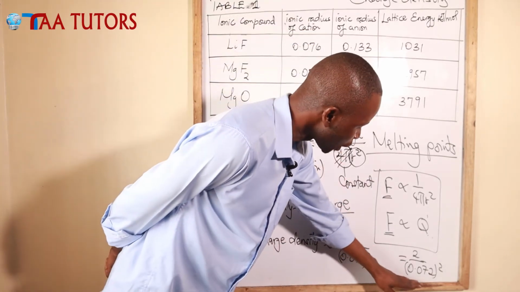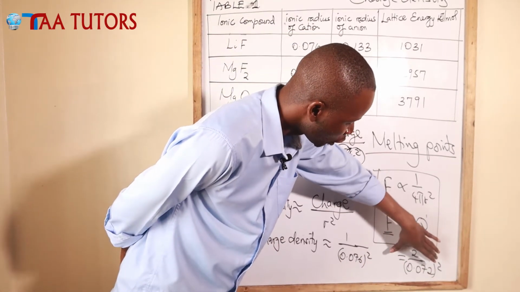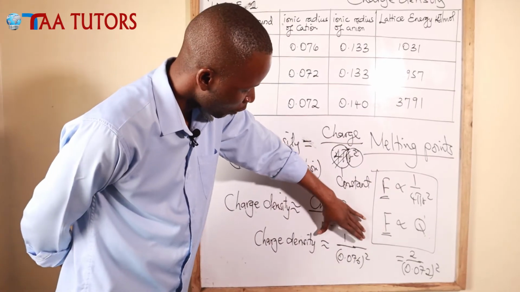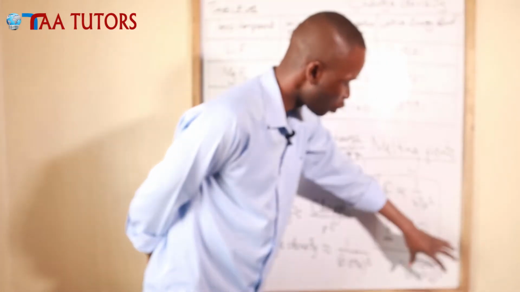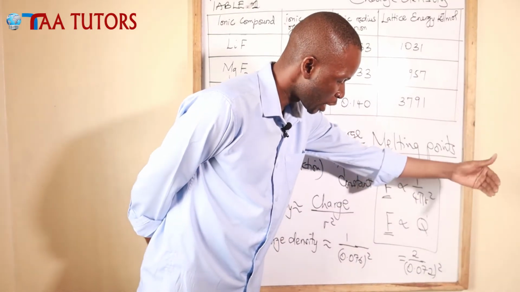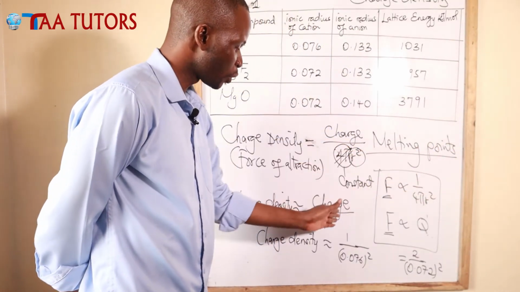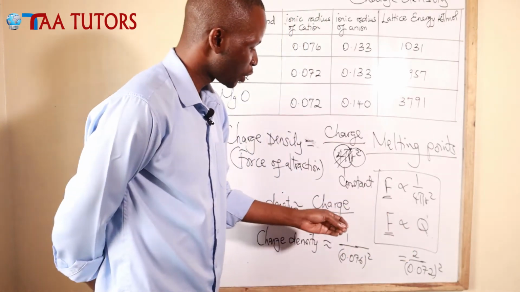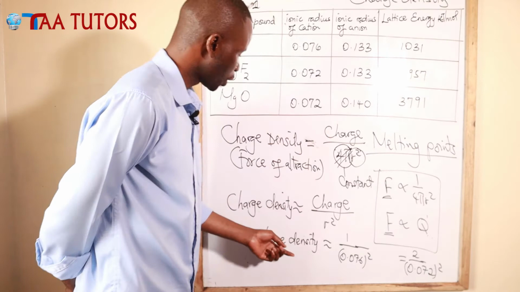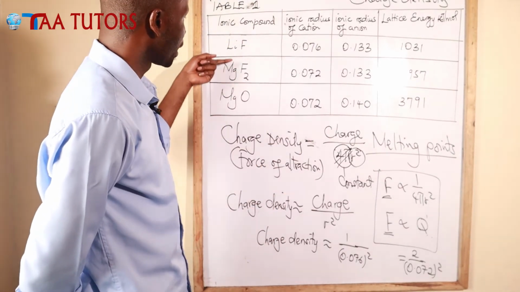So what we are going to see here is that the value we are going to get for magnesium will be much bigger than the value we are going to get for lithium. Therefore, we can say that the force of attraction that magnesium will be able to project against the anion, maybe fluoride, lithium fluoride and magnesium fluoride, we expect that the charge density of this one will be higher than the density of this.